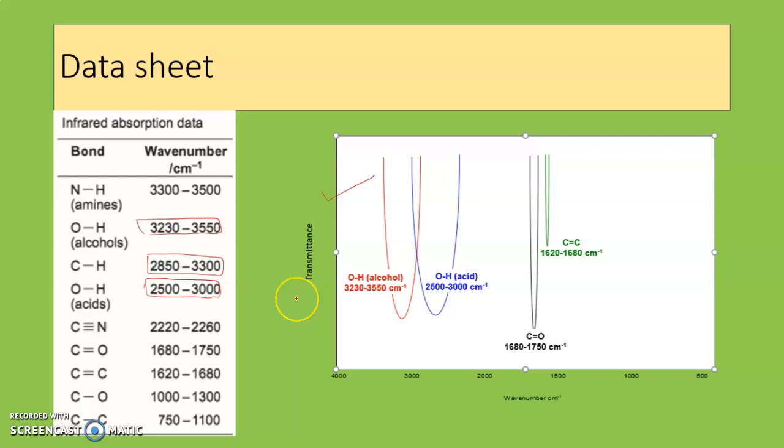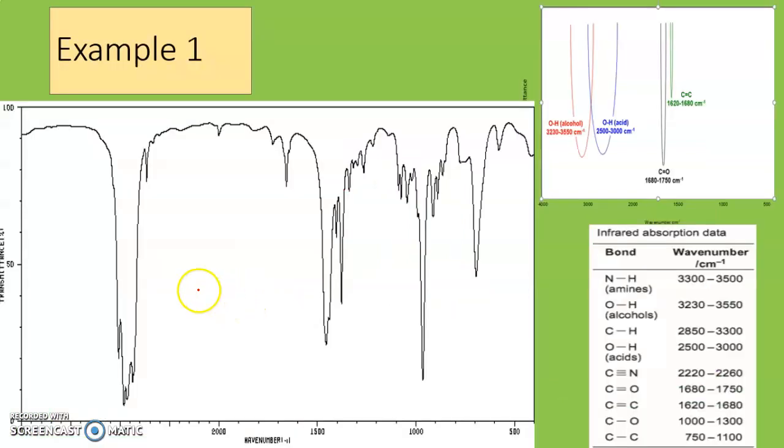So let's try out doing some examples here. I've got the data sheet here. That's the infrared spectrum of an unknown compound. Now I will not be able to identify the exact name of this compound, because for that you would have to use mass spectroscopy data and also rely on chemical analysis. So it's a combination of techniques that will result in identification of the exact compound.